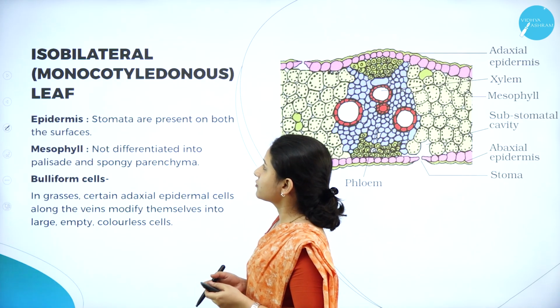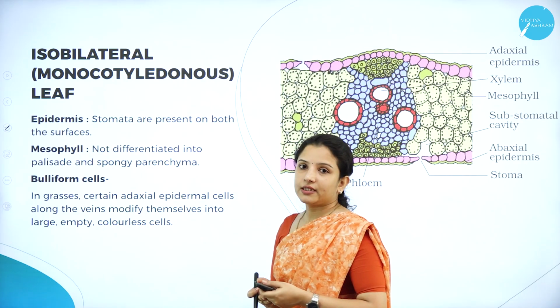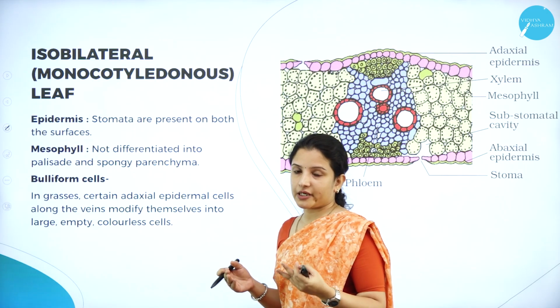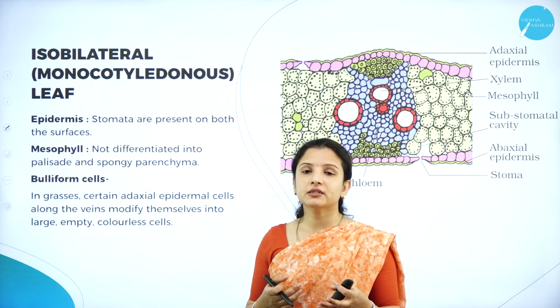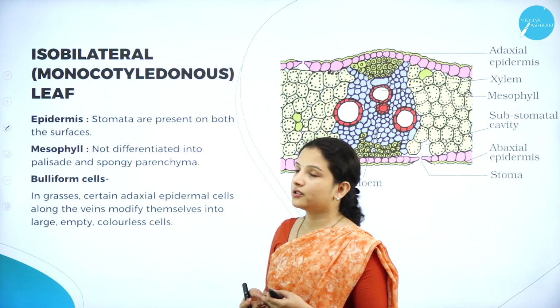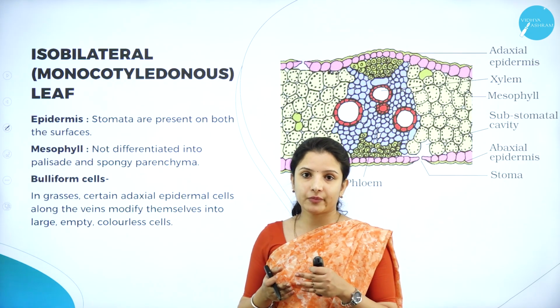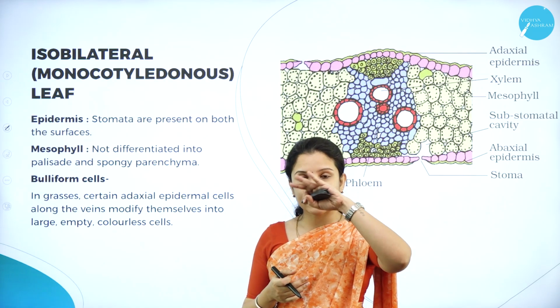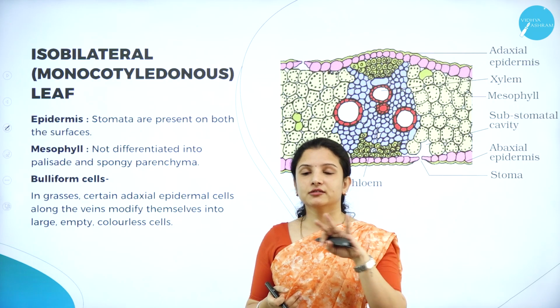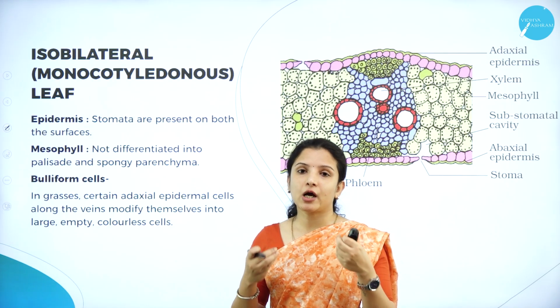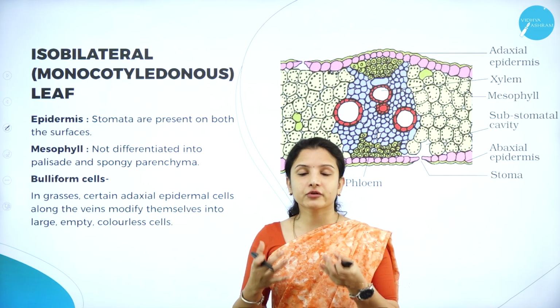So next, moving on to the monocotyledonous leaf, which is also called isobilateral. So write a note on the isobilateral leaf. It is nothing but the monocotyledonous leaf. Why is it isobilateral? Because both the adaxial, that is the upper surface, and the abaxial, that is the lower surface of the leaf, are one and the same.